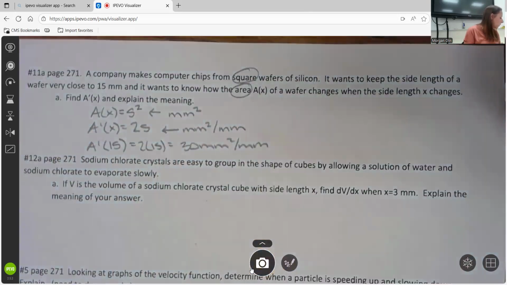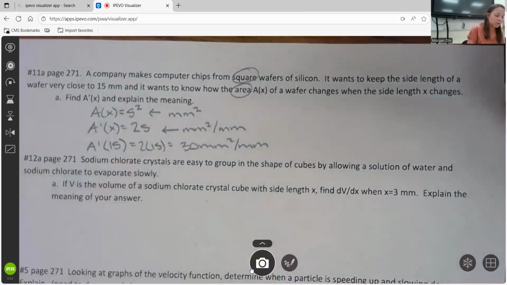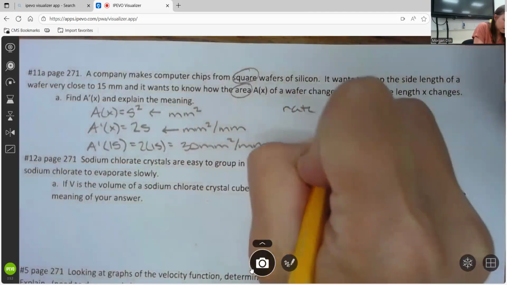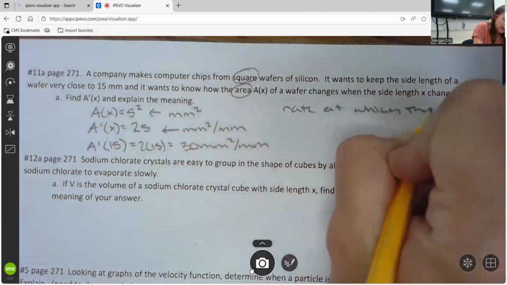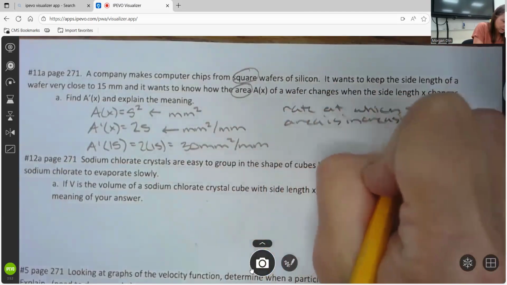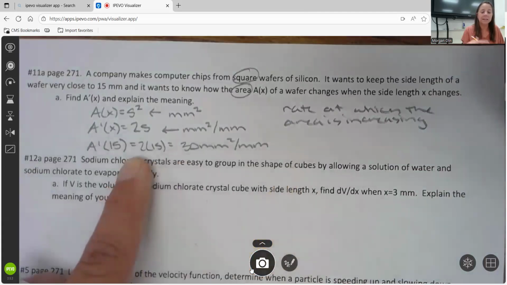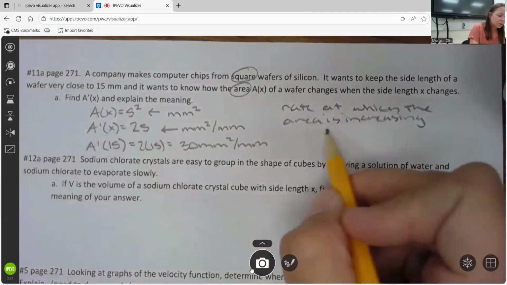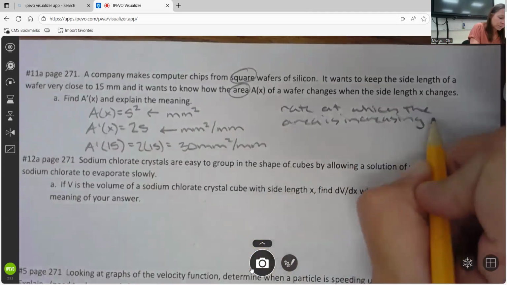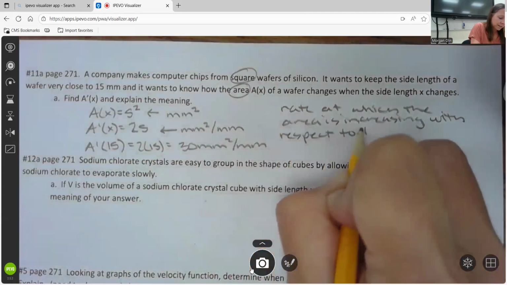All right. So what this means is, and the derivative is always a rate. Okay. So this is a rate. This is the rate at which the area is increasing with respect to the side. And if you notice, it's always going to be positive because you're never going to have a negative side length. Whenever I put in a positive number here, it's going to stay positive. And the bigger it gets, the bigger the rate's going to get. So the rate at which the area is increasing with respect to the side.